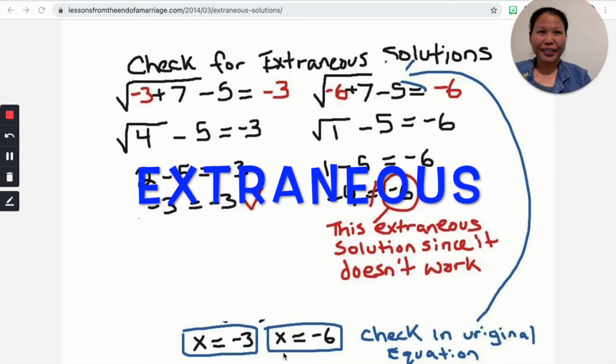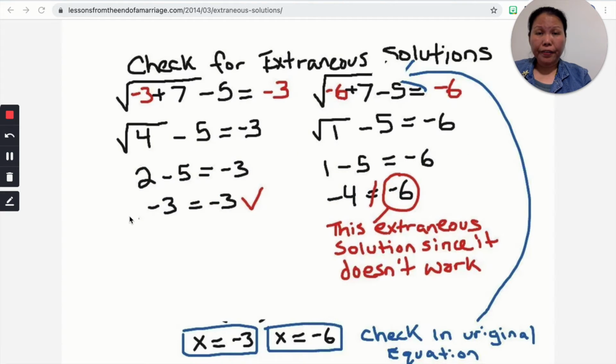Extraneous. Here is an example of an extraneous solution. This is a totally different example, and I did not show you the example or the solving process. I'm just showing you how you can clarify that an answer is extraneous. The answers that we have are -3 and -6. When you substitute in the -3, it gives you a true solution. The answer is checked. The equation is true.